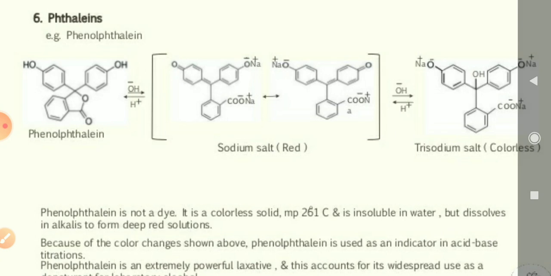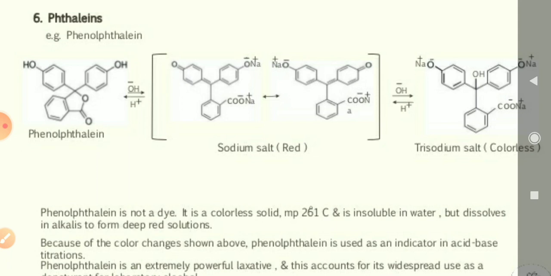Now next is the phthalein dyes. Phenolphthalein is a phthalein dye, though phenolphthalein is not really a dye. It is a colorless solid which has a melting point of 261 degrees centigrade, and it's insoluble in water but dissolves in alkali to form a deep red solution. Because of the color change shown above, phenolphthalein is used as an indicator in acid and base titration.